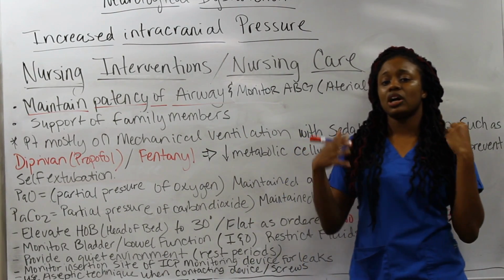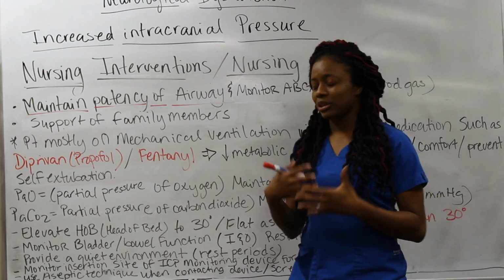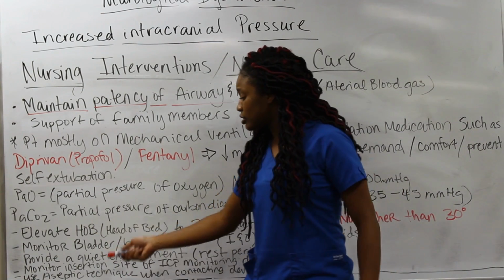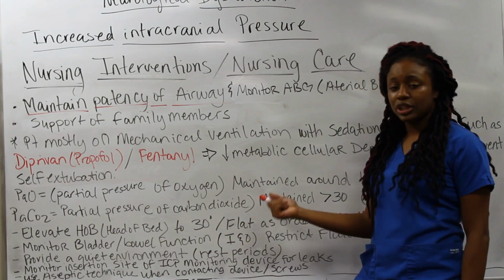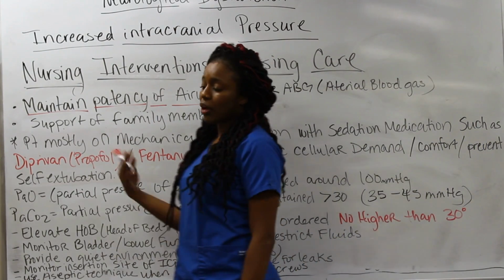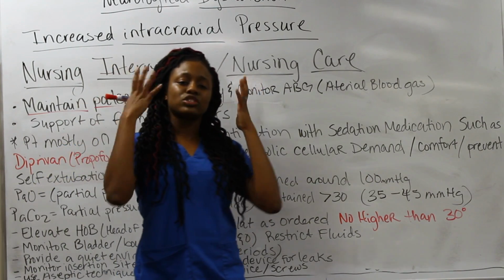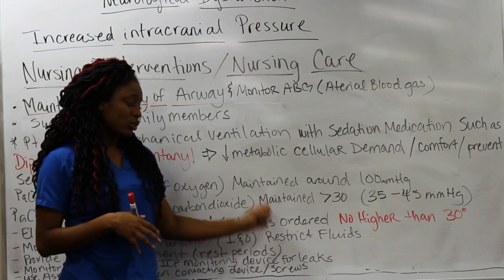Because the midbrain, the pons, and the medulla also regulate other functions of the body, you want to make sure that you're monitoring bladder and bowel function. So you want to check your input and your output. And these patients, you're probably going to go ahead and restrict their fluids. Why? Because they already have so much fluid going on in the places that don't need fluids, right? So you want to restrict their fluids.